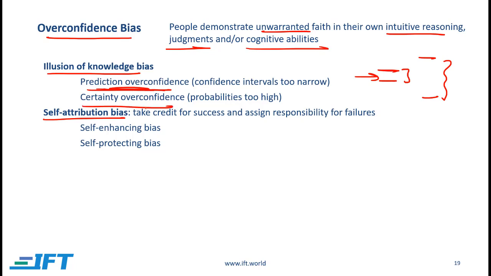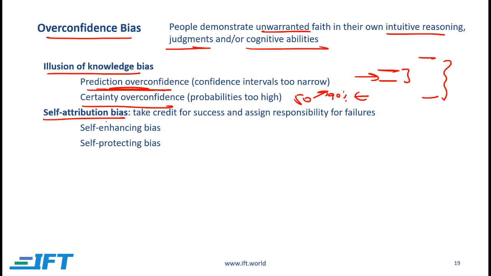Then we have certainty overconfidence. Here, the probabilities are too high. So for example, if an investor is bullish on a given stock and does his or her analysis, they might have a tendency to give a very high probability to an up move. So if the stock is currently at 50 and they are very confident the stock will go up, they might say that there's a 90% chance that the stock will go up, even though there might be so many variables because of which the stock might go down. So this 90% might be too high a probability for the stock going up. So these are the two flavors under illusion of knowledge.